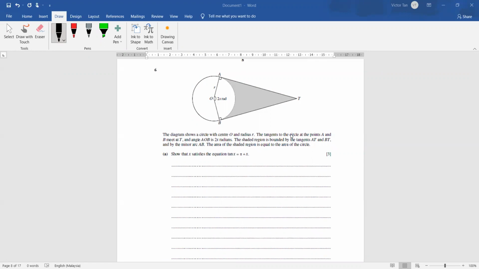So the shaded region is two congruent triangles, AOT. It's 90 degrees, so this angle is x. Tangent x equals AT over r. So AT equals r tangent x.